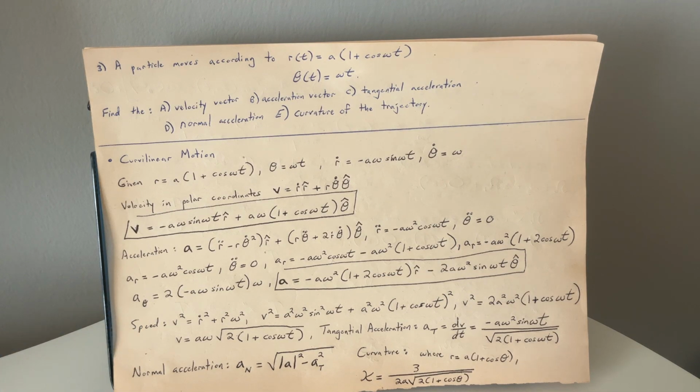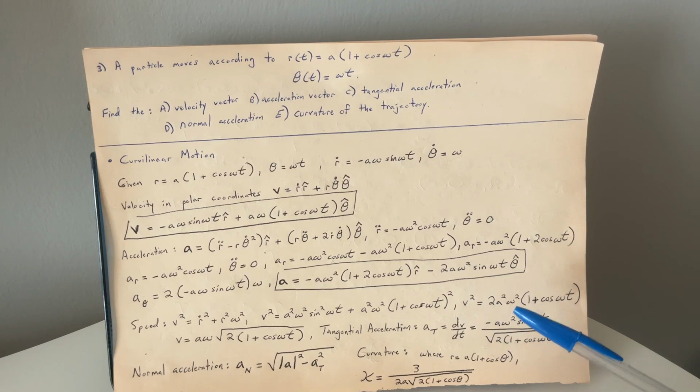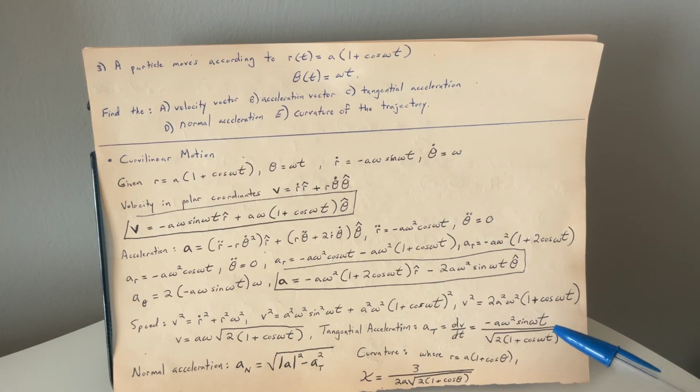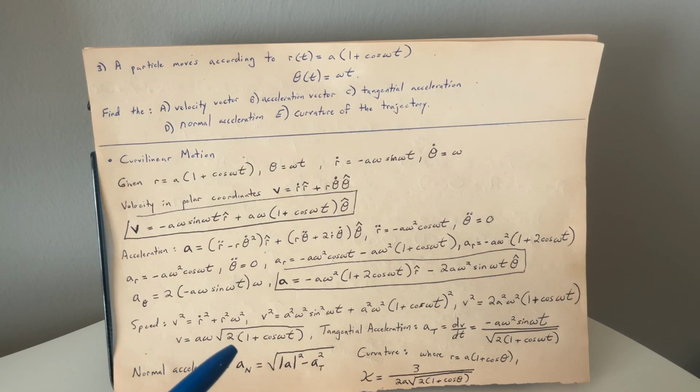Calculating our speed here, v squared is equal to r dot squared plus r squared omega squared. So v squared equals a squared omega squared sine squared omega t plus a squared omega squared times the quantity 1 plus cosine omega t squared. So v squared is going to equal 2a squared omega squared times the quantity 1 plus cosine omega t. So our v equals a times omega times the square root of 2 times the quantity 1 plus cosine omega t.